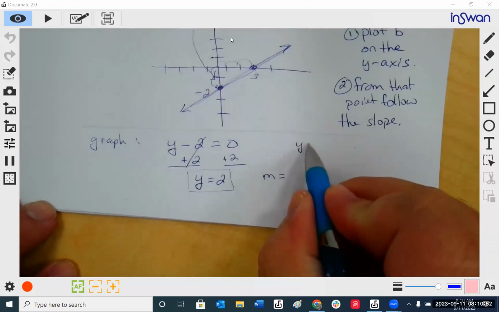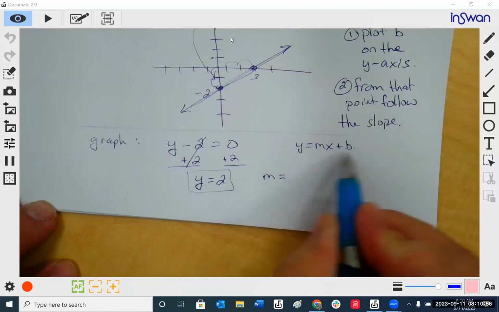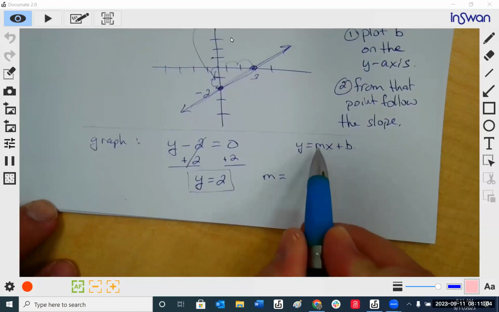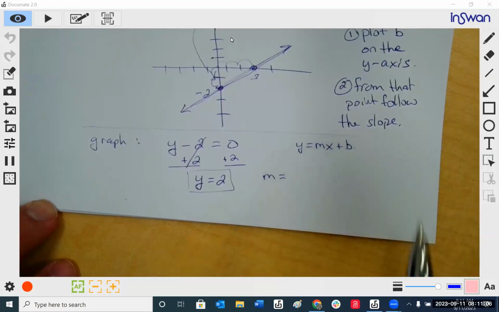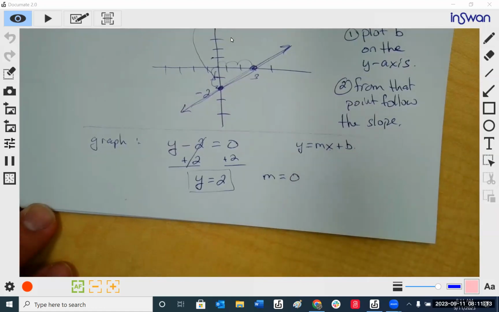Remember, we are now in this form. Y equals mx plus b. Is there an x in here? No. So what number would m have to be for the x to disappear? Very good. If there's no x, that means m is 0.